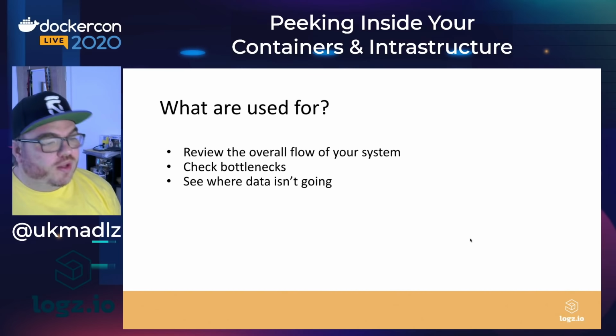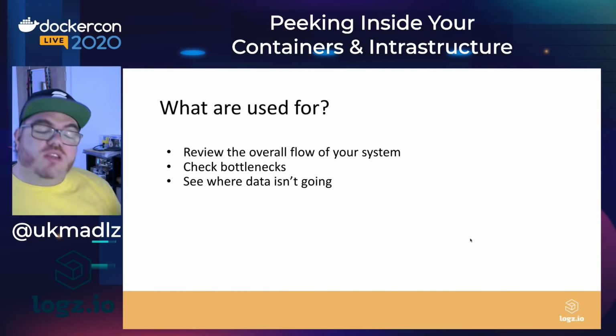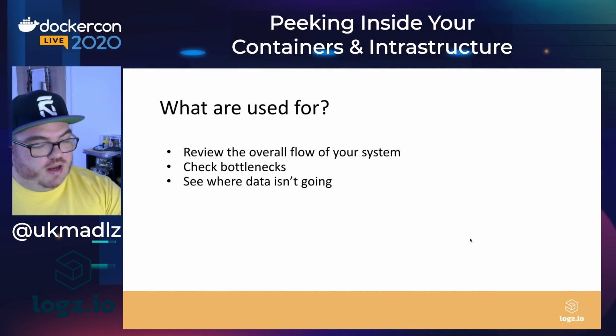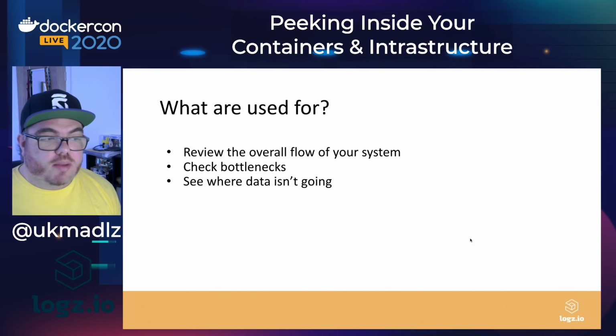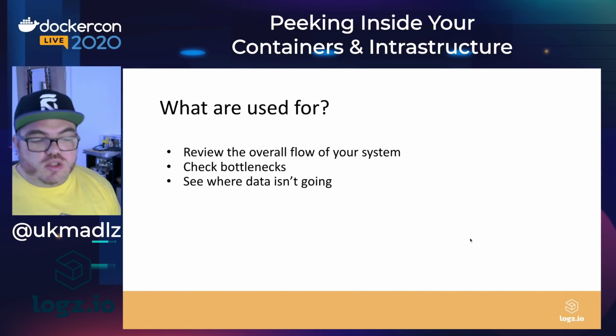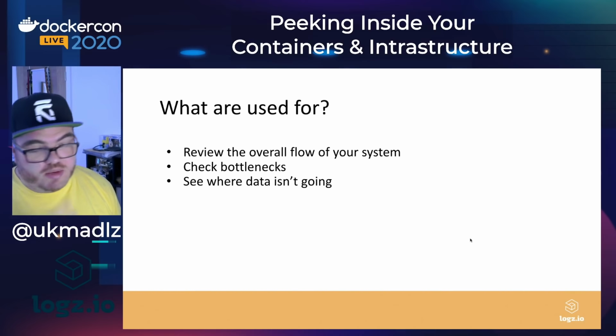So what are you used for? Reviewing the overall flow of your system, so you can see where information is going, or even if it is going there. For example, you may have components in the middle breaking down. As before, when I spoke about metrics, where they may not be reporting anything, that is a bad sign. With tracing, you can see where in that flow the break is happening, which then means you can review your logs and see why that's happening.